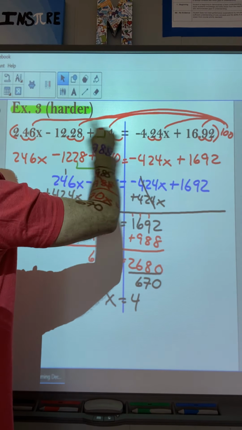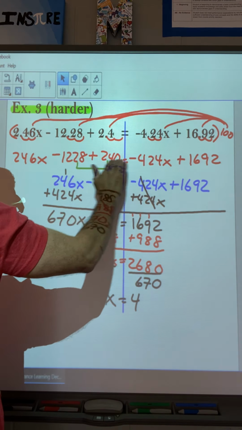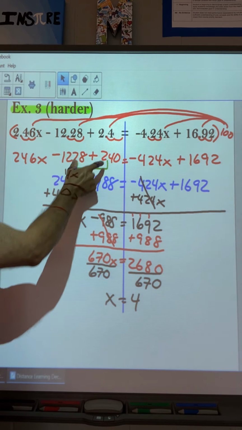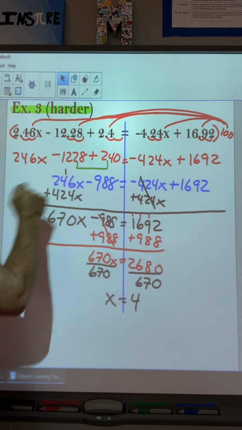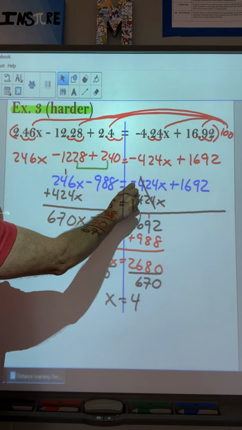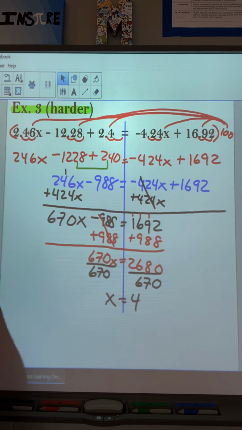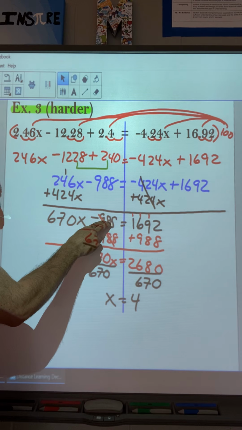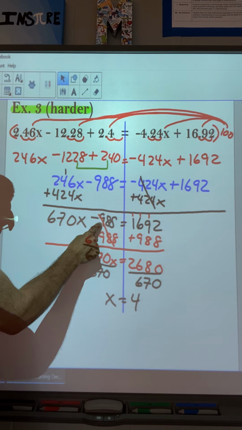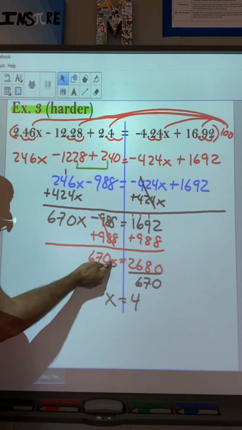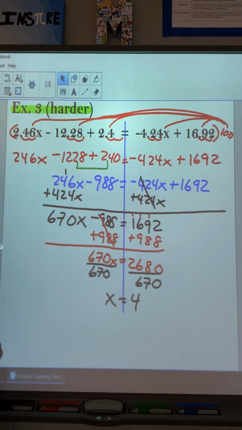We distributed, multiplied everything by 100, got rid of all the decimals. Combined like terms, moved over this negative 424 by adding a positive 424, got rid of the negative 988 subtraction by doing addition, and then we divided to undo multiplication.